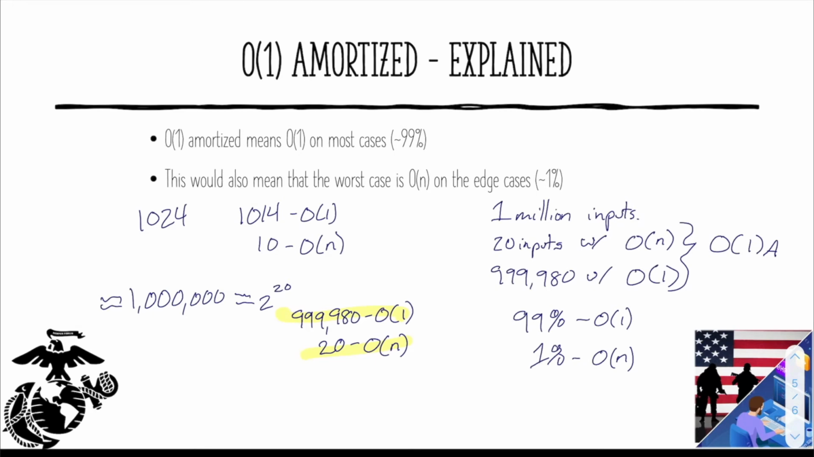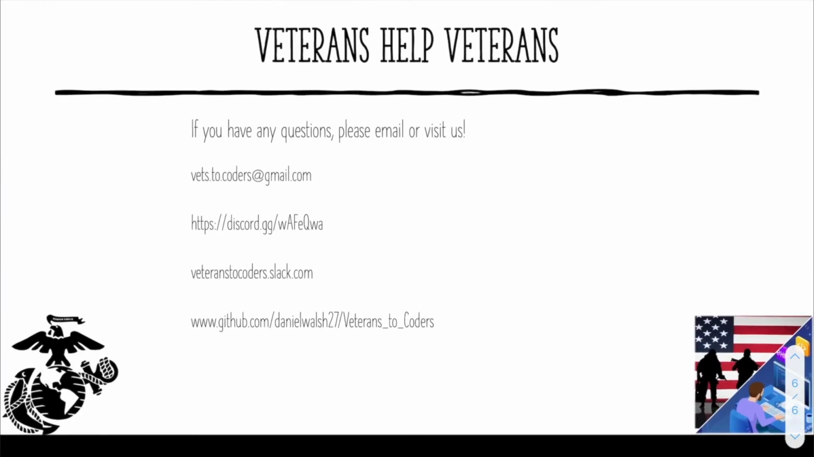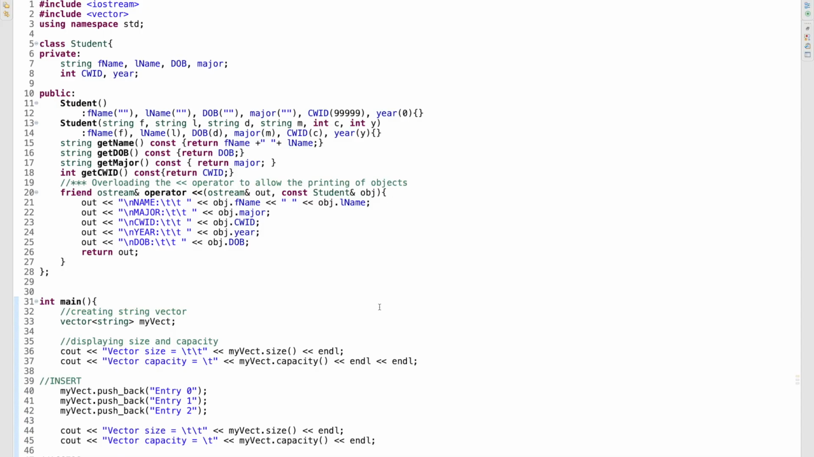And that's what we see over here. O of 1 amortized means O of 1 on most cases, 99% of the time, and O of n on the edge cases being less than 1% of the time, and those are all the times that it requires a resizing. So I hope that makes sense on the vector, and we'll catch you over with our coding, and this is how we get some help if needed.